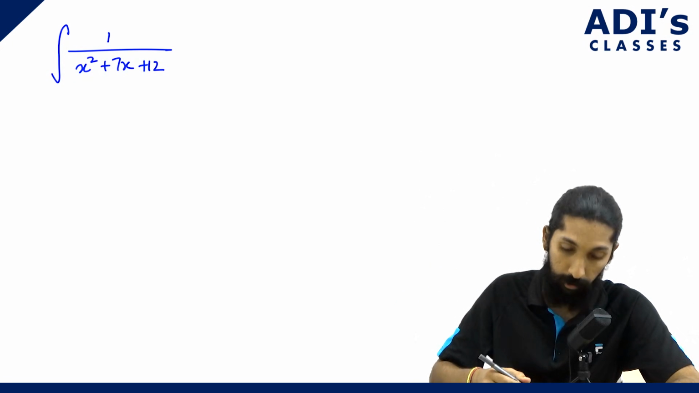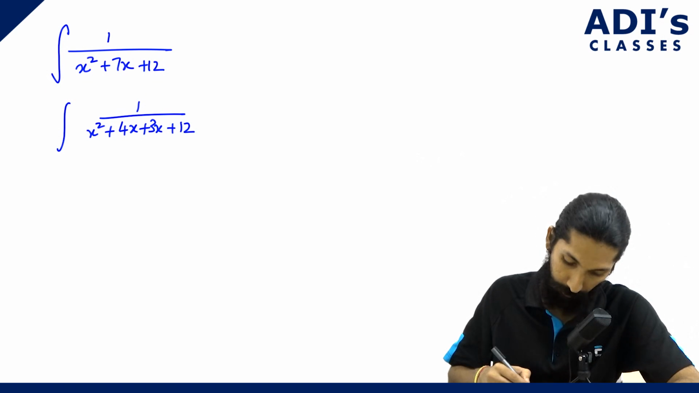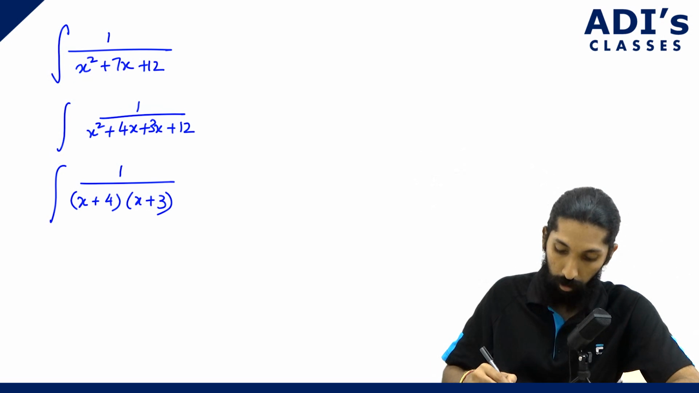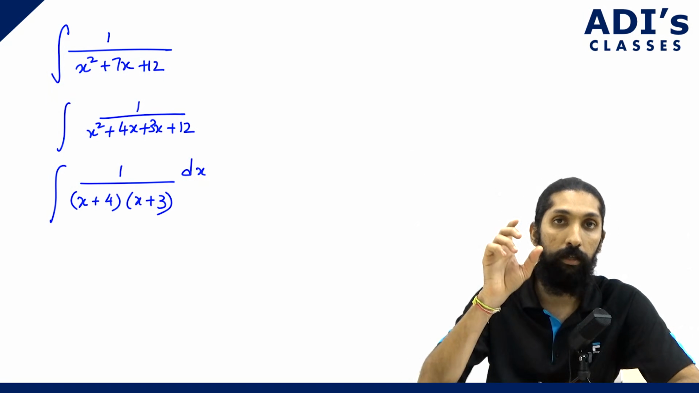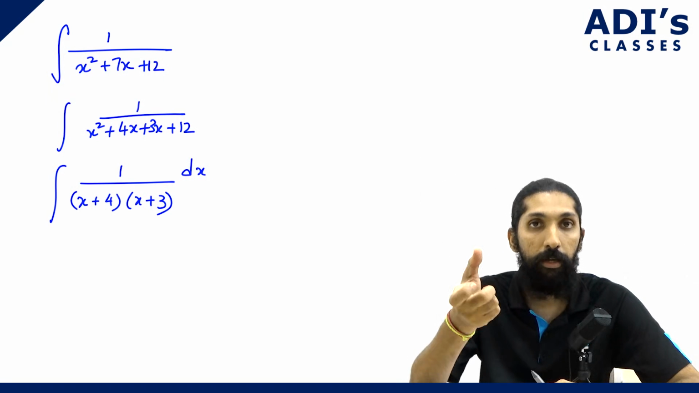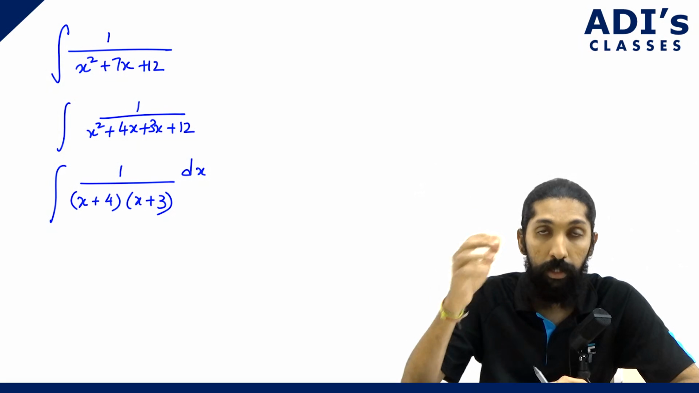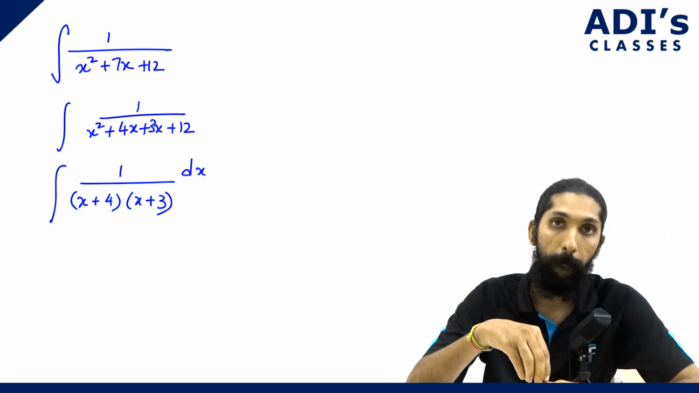When you're factorizing it, you're going to get the integral of 1 over x square plus 4x plus 3x plus 12, or the integral of 1 by (x plus 4) into (x plus 3). Now in the denominator, you have a function which can be reduced into a set of linear polynomials. Here we have two of them. If you have a cubic polynomial, then you will have three of them.